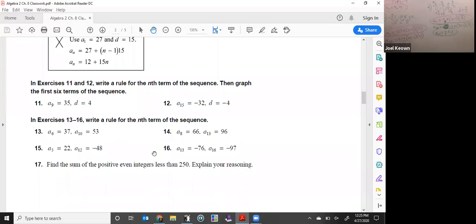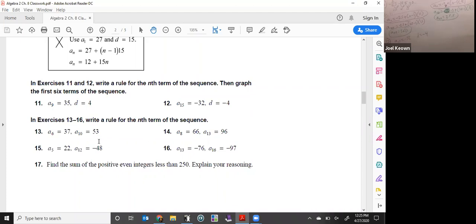What else they get? All right. So number 11. Let's look at 11. Actually, let's look at 12. Negative number here on the screen. We'll try 11. Number 11 says a sub 15 equals negative 32, and the common difference is negative 4. Okay. And then I'm going to try one of these other ones too.